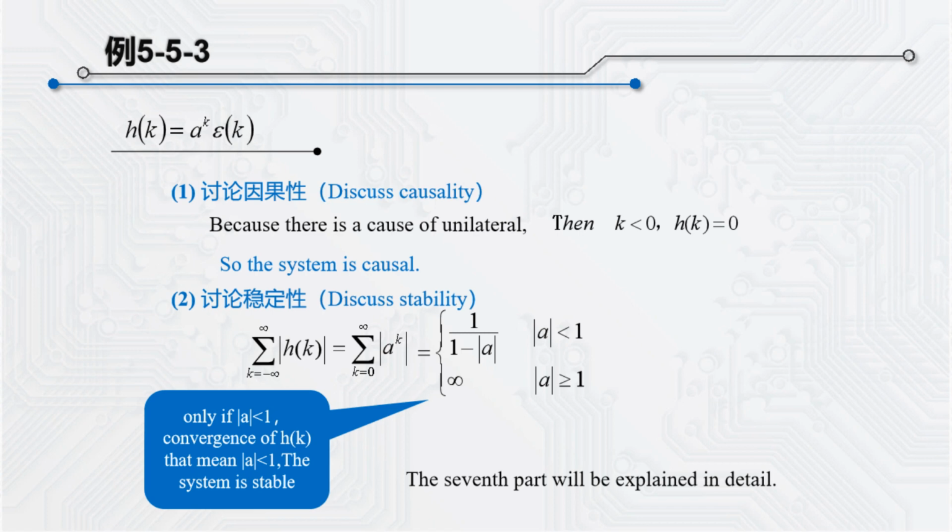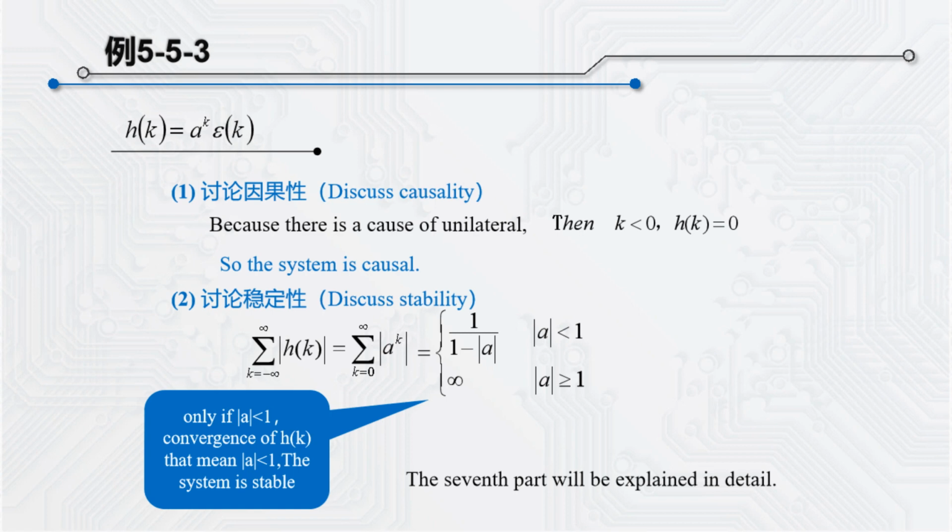Now, let's look at a specific example, an LTI system. The expression for its unit sequence response h of k is given. Let's talk about causality. According to the expression of h of k, because of the epsilon of k factor, it belongs to a causal system. When k is less than 0, h of k is equal to 0. So, the system is causal. Let's talk about its stability, and we test whether h of k is absolutely summable. After analysis, the sum converges when the absolute value of a is less than 1. So when the absolute value of a is less than 1, the system is stable.